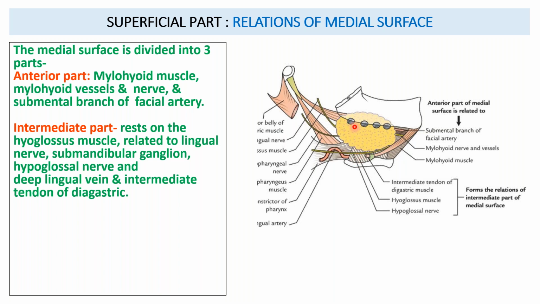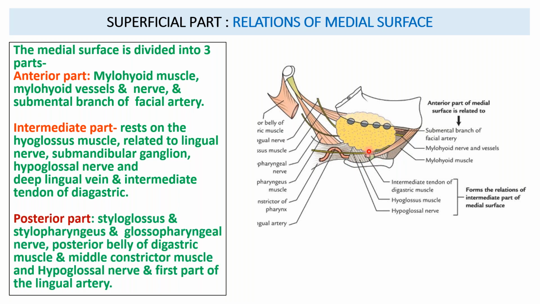It is related to a ganglion which is overlapped by this. It will be deeper to this part. So somewhere here will be the submandibular ganglion. This nerve over here is the hypoglossal nerve, so it will be related to the hypoglossal nerve as well, and will be related to the intermediate tendon of the digastric.